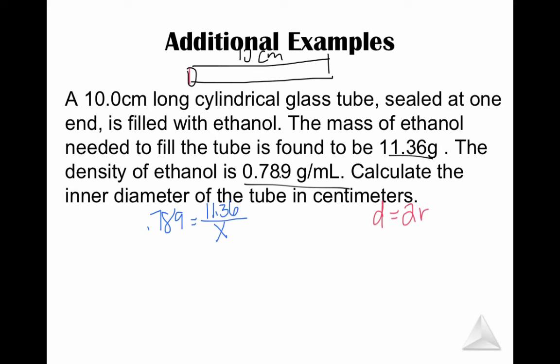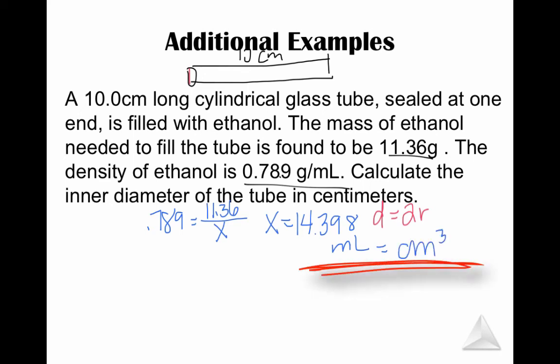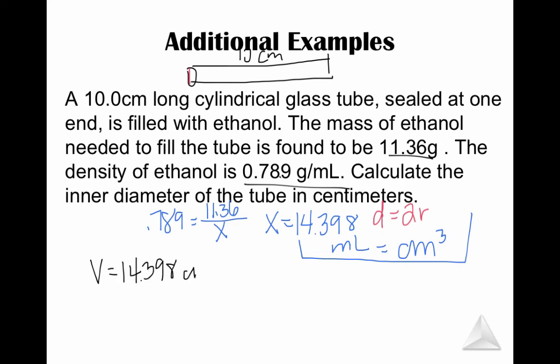Let's take our mass, divide it by our density. Right, don't forget how to correctly solve for x here. And we get 14.39 milliliters. Okay, now remember, milliliters is the same as what? Centimeters cubed. So we have our volume, right? We now know this is the volume of ethanol that can fill this tube, which means the volume of the tube is equal to 14.398 centimeters cubed. Notice I'm not rounding because we're not done yet.